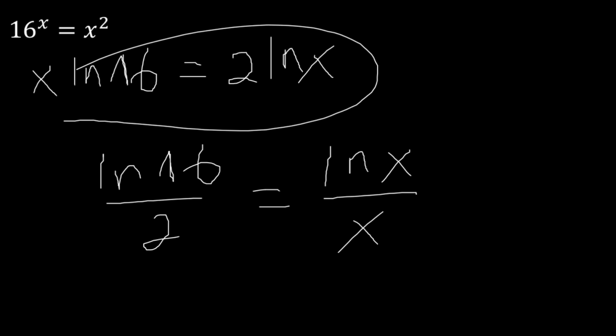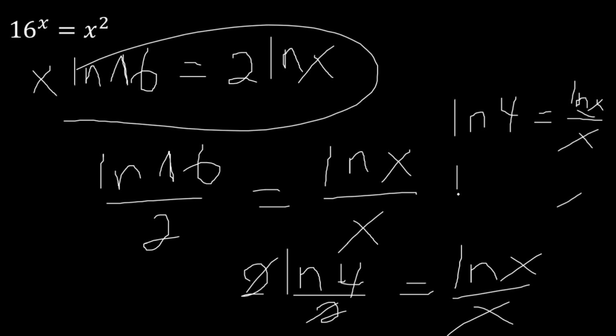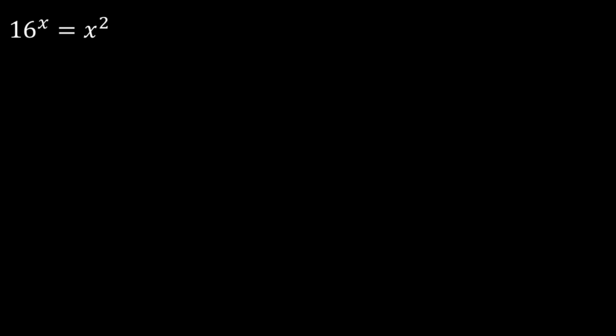Okay, from here you can easily solve by bringing in this 2. So the 4 squared, you're going to have 2 ln 4 over 2 equals ln x over x. Okay, you're going to have ln 4 equals ln x all over x. From here, you're going to have ln 2 squared equals that. This is quite difficult. I want to show you a shorter method to solve this, but we'll get back to it.